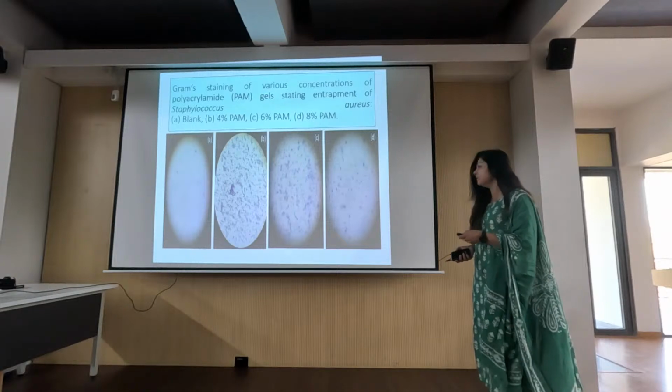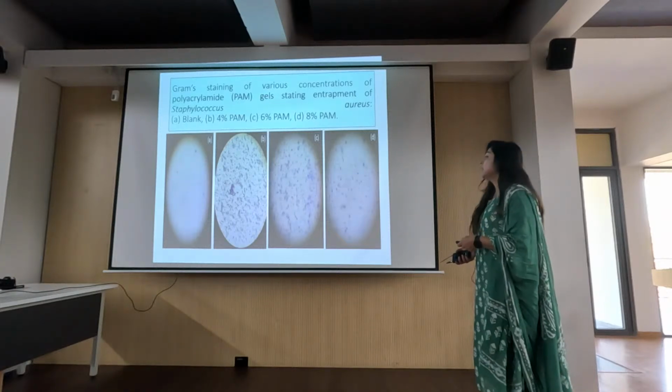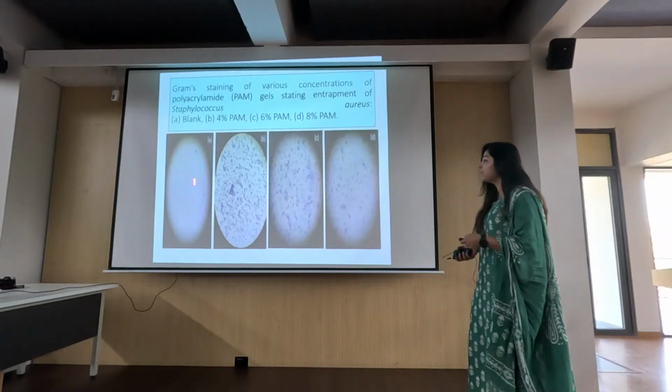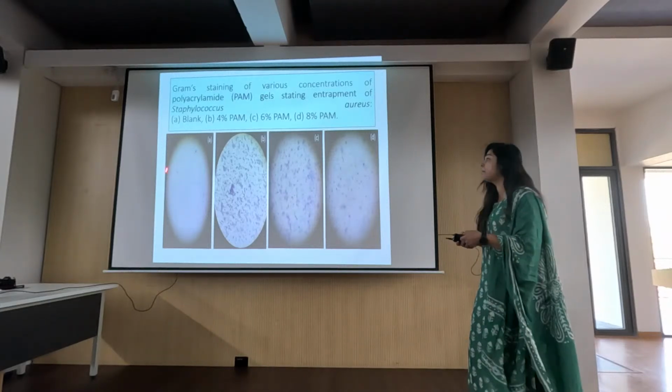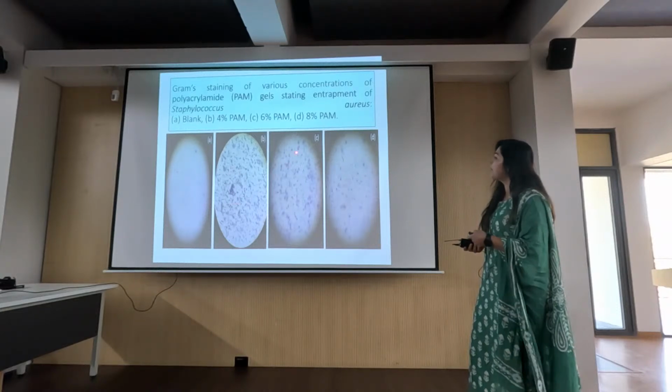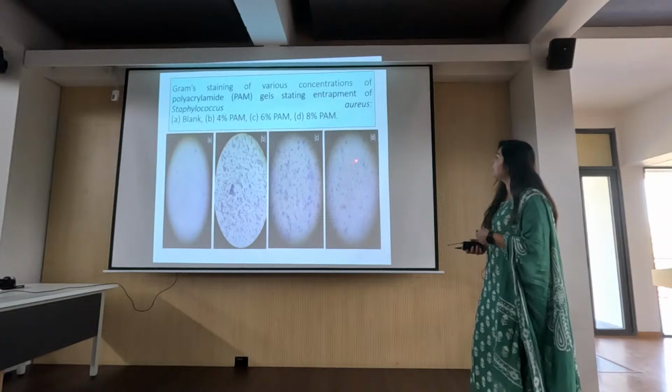So here we can observe the Gram staining. This is the blank, without the bacteria. This is the PAM gel without the imprinting. This is the PAM for 4%. This is the PAM for 6%. This is the PAM for 8%.